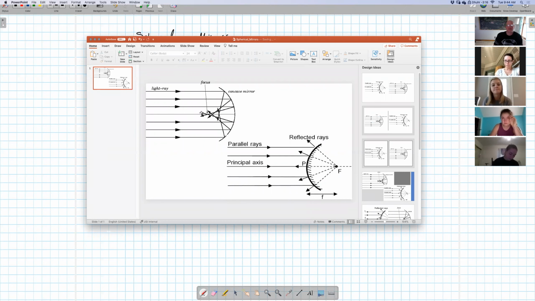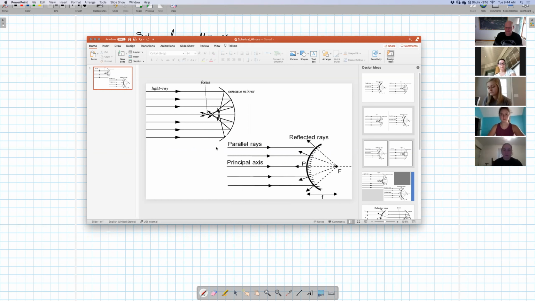So what's the difference? With a concave mirror, if I send light rays parallel to this central line, which is called the principal axis, these light rays are going to reflect, but they're going to reflect in the central part all coming through this single point here, which is called the focal point. Basically, in a small region around the center of the spherical mirror, all these light rays are going to pass through this particular point, which is called the focal point.